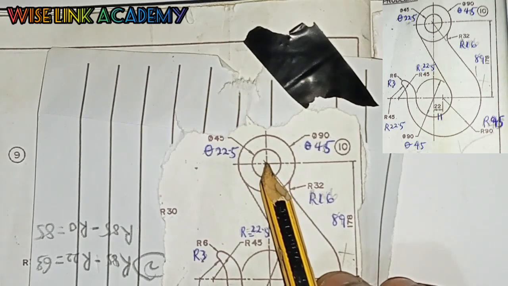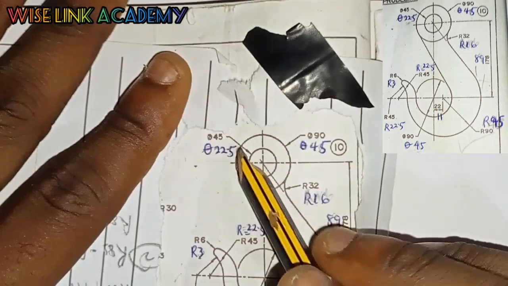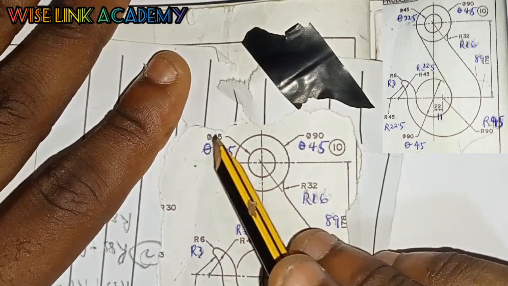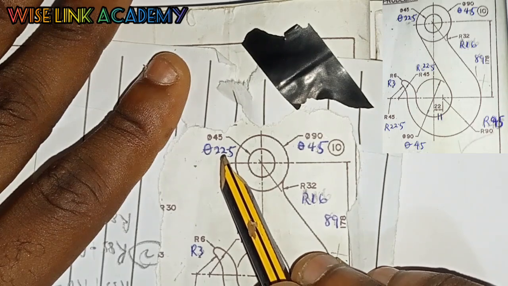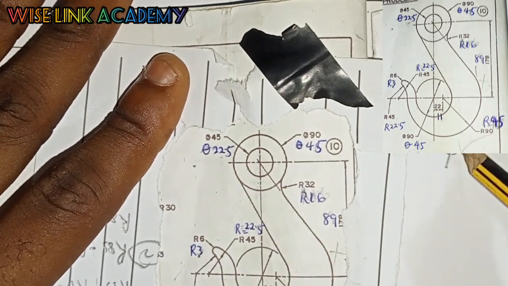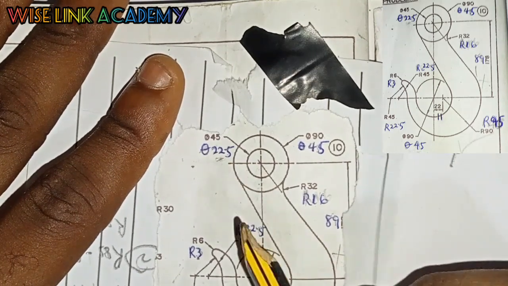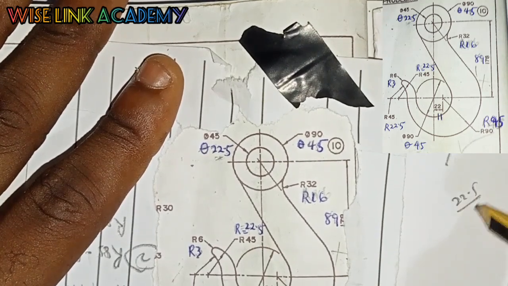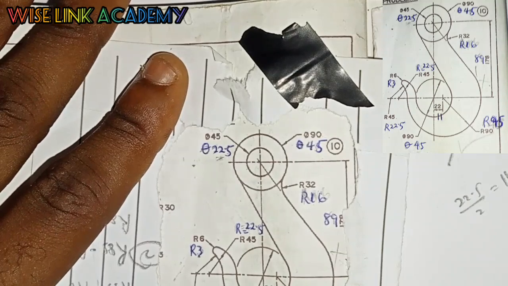But what do you notice? This smaller circle has a radius of what? Radius of 45. As you can see, 45. So half of it is this. I need to divide this by 2. Whenever you hear the word diameter, diameter means twice the radius. So let's divide this by 2. So 22.5 divided by 2, I'll be having what?